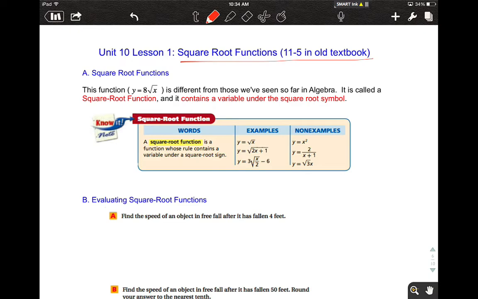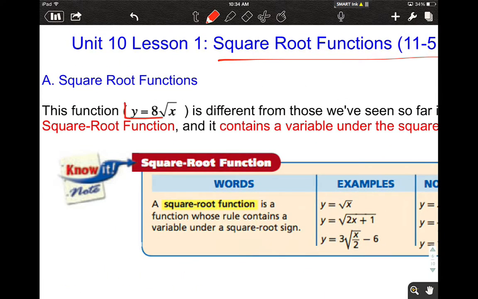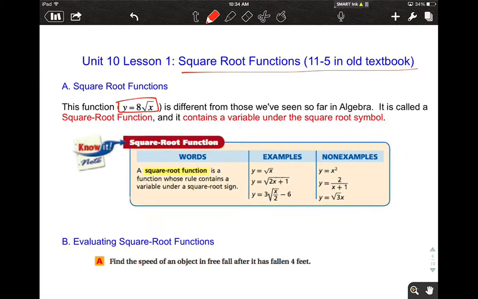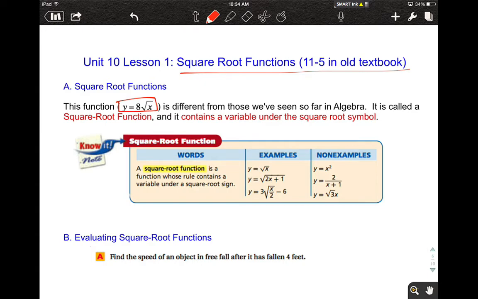What do we need to know about square root functions? Well, like I said earlier, this one is talking about free fall. It's not really something we've done before. It is different from those we've learned so far in algebra. It's called a square root function, or sometimes a radical function. Those are synonyms. And it contains a variable under the square root symbol.